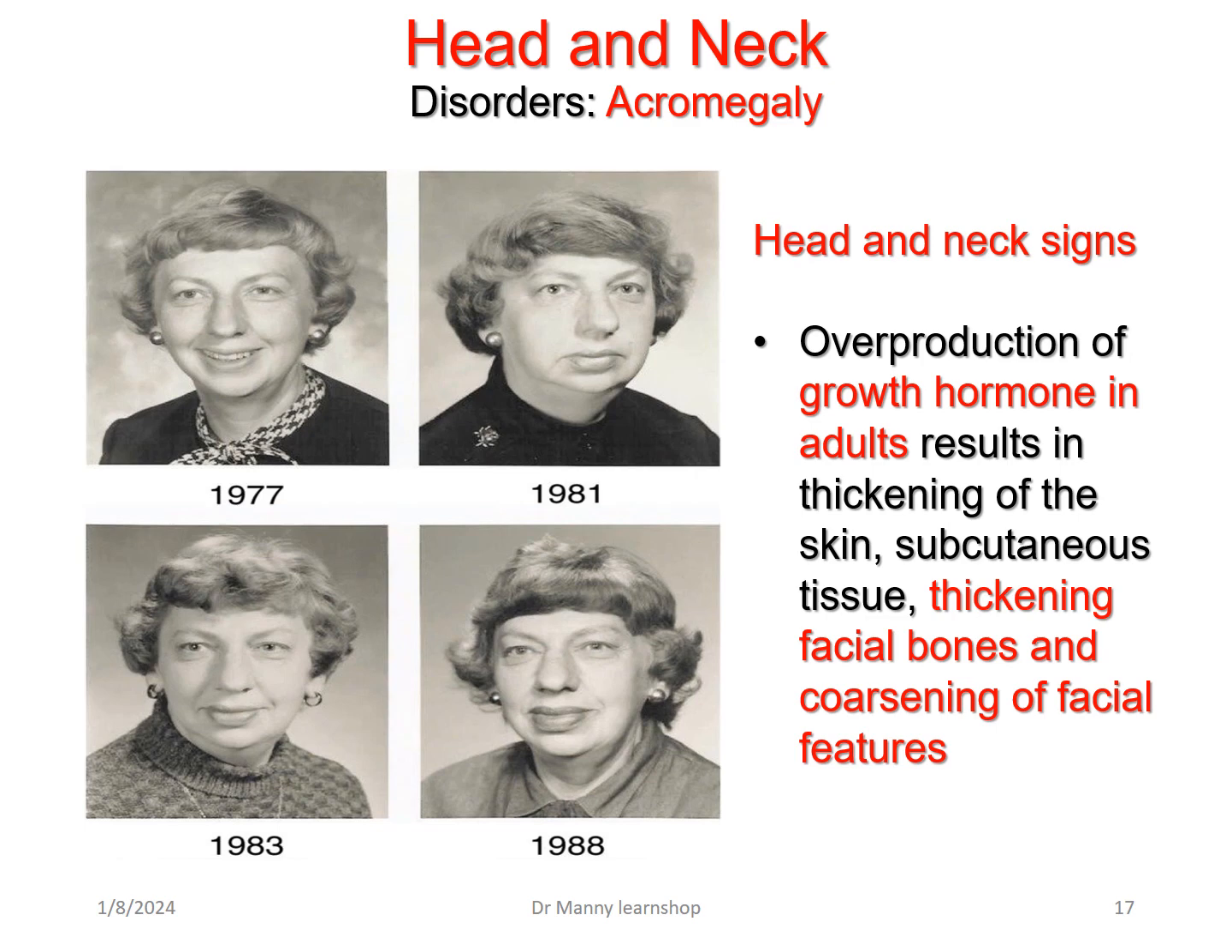Other conditions, disorders that affect the head and neck could include a disorder called acromegaly. And acromegaly just means everything gets bigger abnormally. And this is as a result of an overproduction of the growth hormone in adults and results in thickening of the skin, the subcutaneous tissues, thickening of the facial bones, and coarsening or having hard facial features. Have a look at the images, and there's a gradual progression over 10 years in relation to changes that occur.